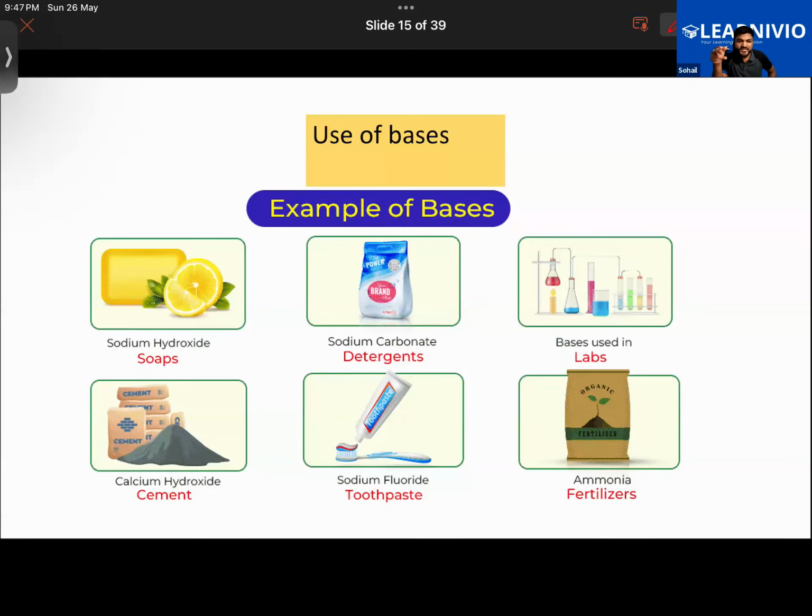So you have soap, detergents, calcium hydroxide used in cement, toothpaste, baking soda, then antacids, then used in whitewashing, then used to clean grease stains, and used in chalk also.